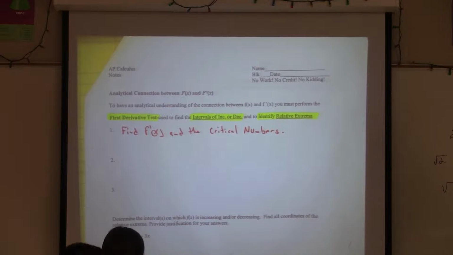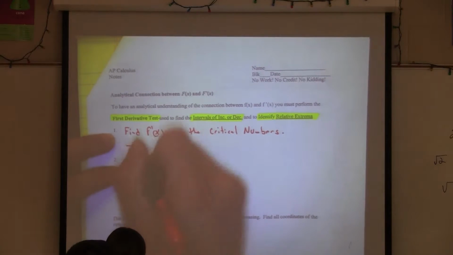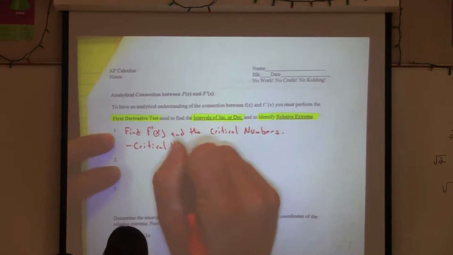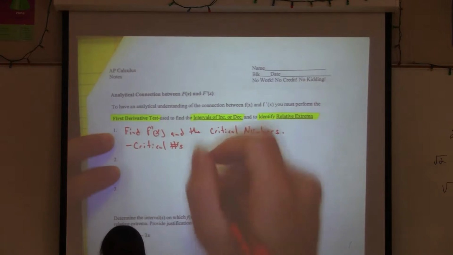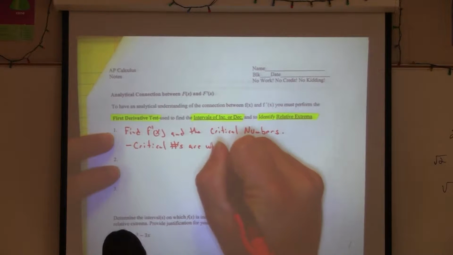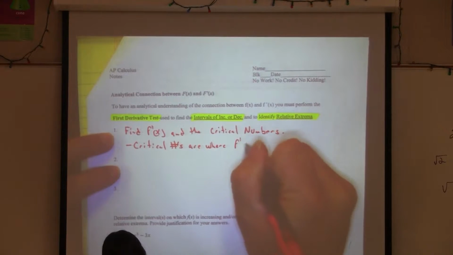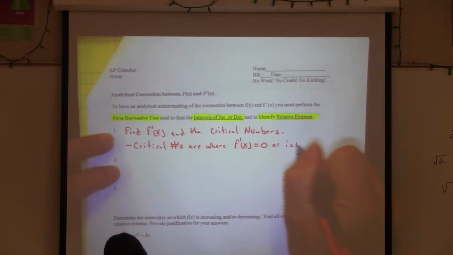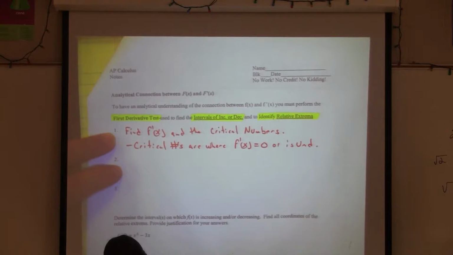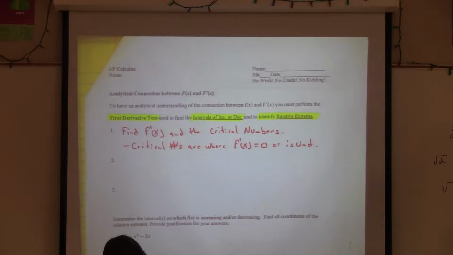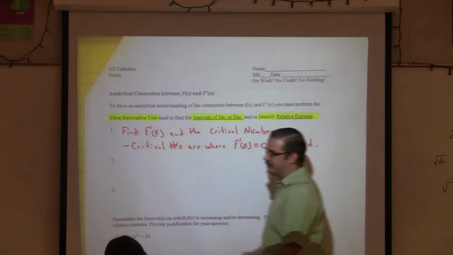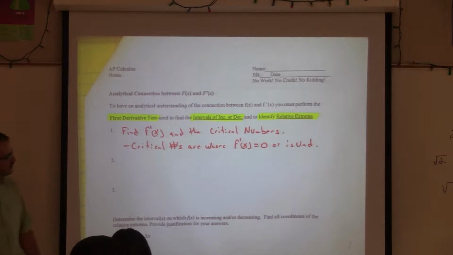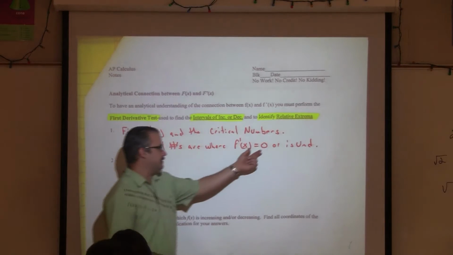They're critical, yeah, you're right. Okay, so let me describe what they are. Critical numbers, okay, are where the derivative is equal to 0 or is undefined. Okay, so what do you think we're going to do after we find the derivative in order to find the critical numbers? Equal it to 0, right?